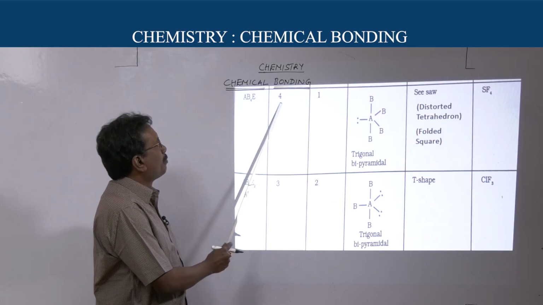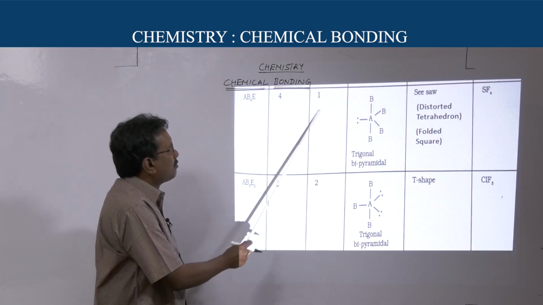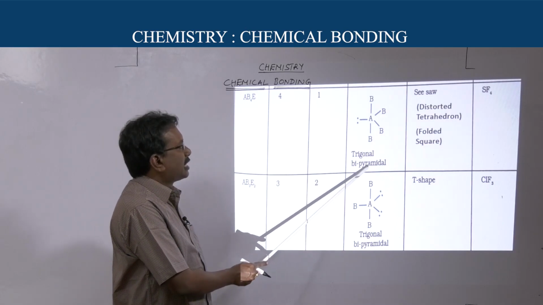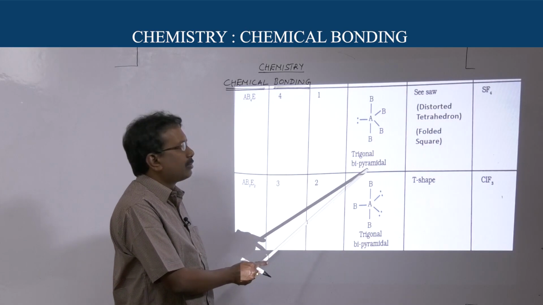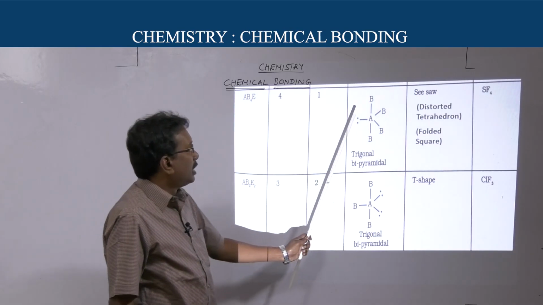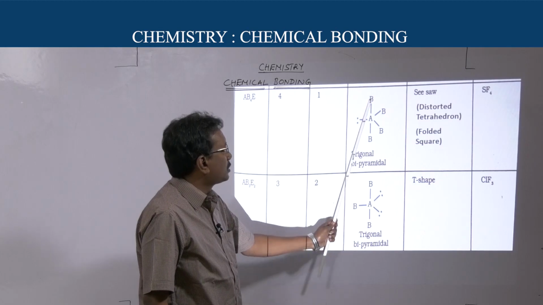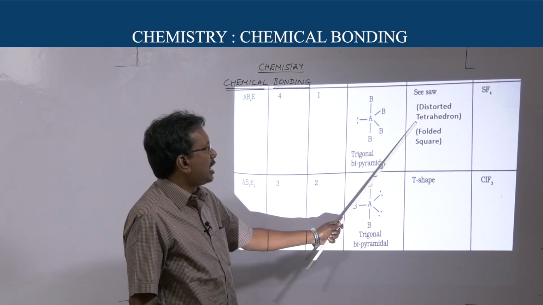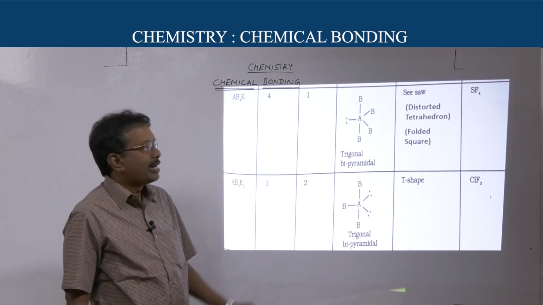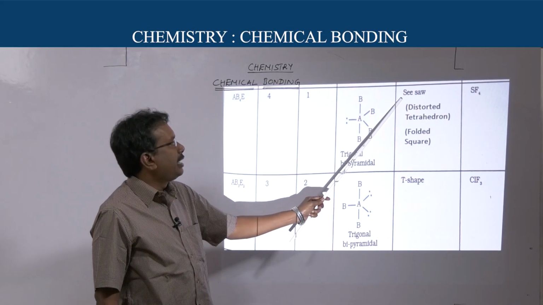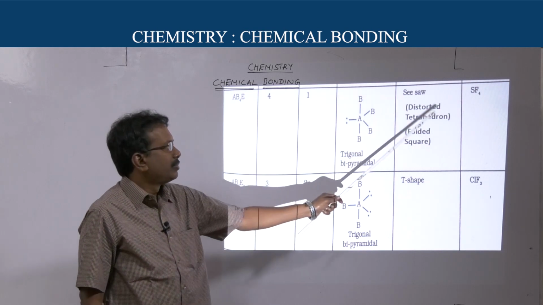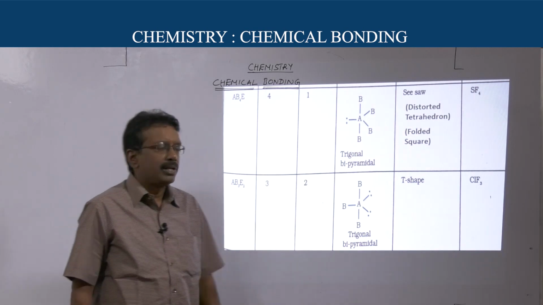In the next we have the AB4E type. AB4E means 4 bond pairs and 1 lone pair. So a total of 5 electron pairs are there, and the electron pair arrangement is trigonal bipyramidal. But if you observe the molecular shape, if you remove this lone pair, then it becomes a see-saw structure, also called a distorted tetrahedron, or also called a folded square. But among these three, normally this AB4E type of molecule, we call it a see-saw structure. The best example is the SF4 molecule.